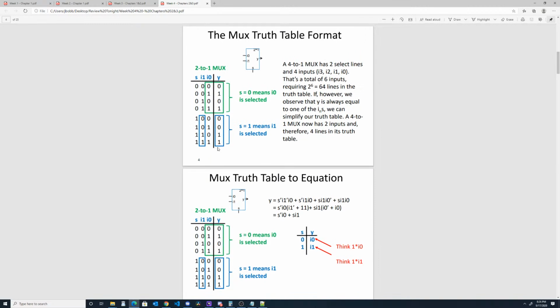And that's kind of what these slides are saying right here, right? Because whenever the selector is equal to 0, it's like selecting this I0 right here, and so we see that I0 is being reflected into Y here. So when the selector is set to 1, it's like I'm making the connection between I1 and Y. So we see I1 is reflected in the output.